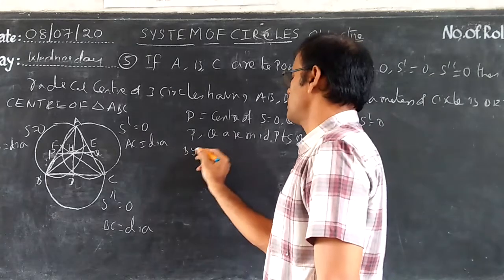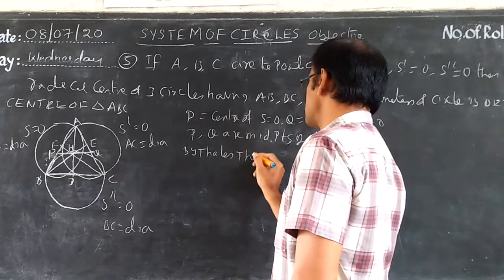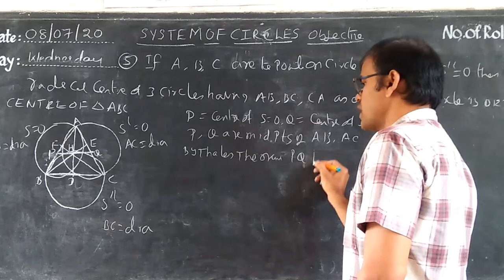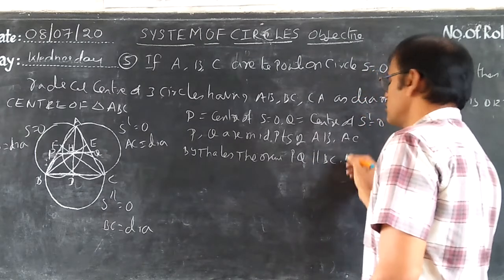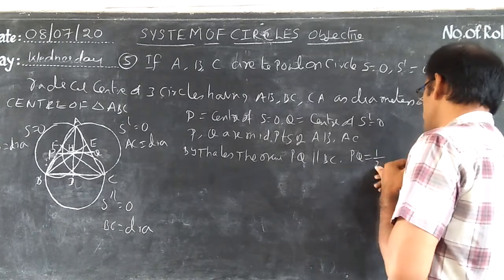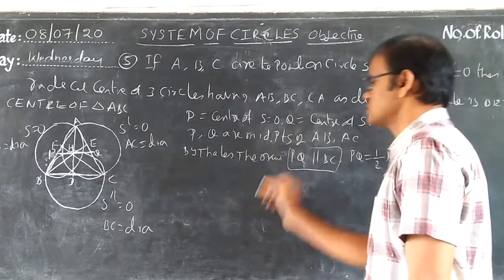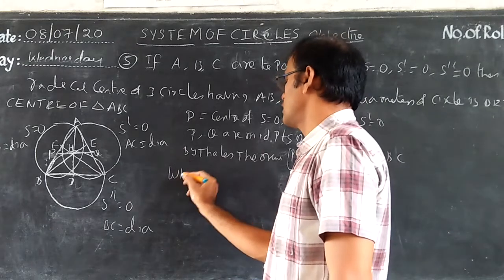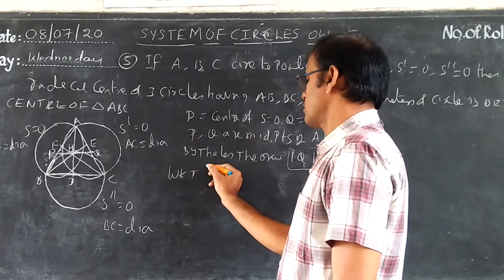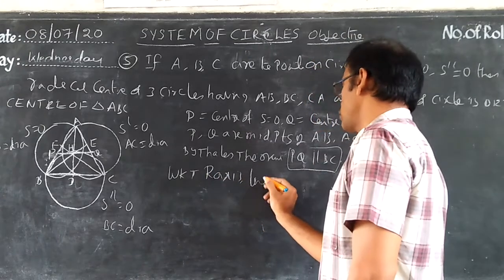By Thales theorem, a 10th class concept, we know that PQ is parallel to BC, and PQ is equal to 1 by 2 BC also. Of course, this is not needed now. PQ is parallel to BC. Already in the radical center, I said that we know the radical axis and the line joining the centers.